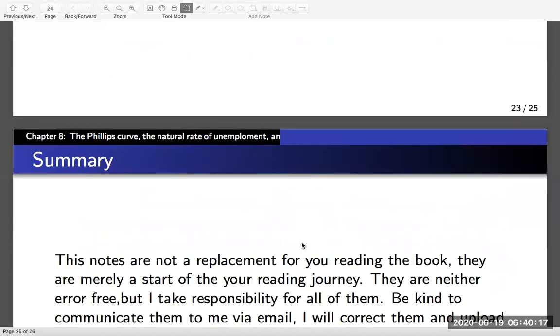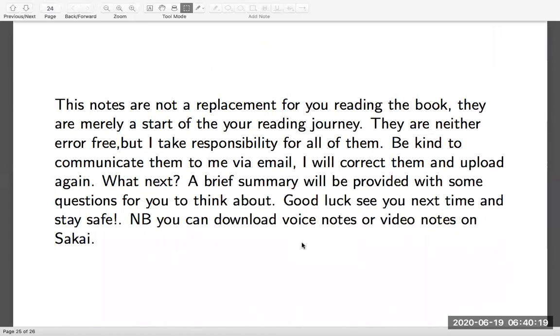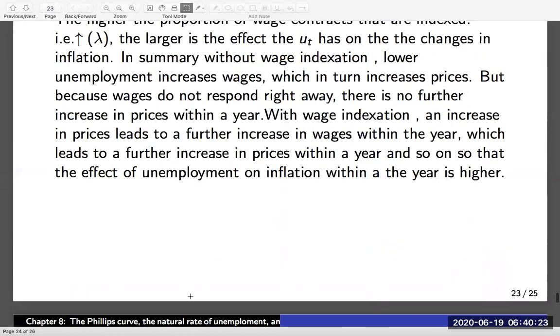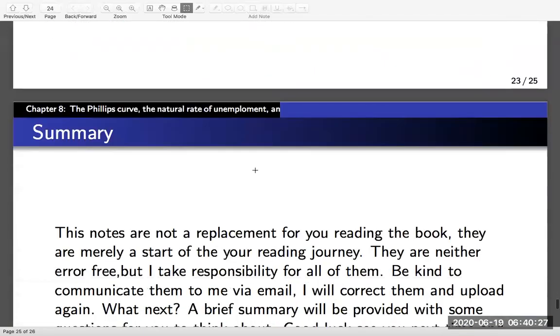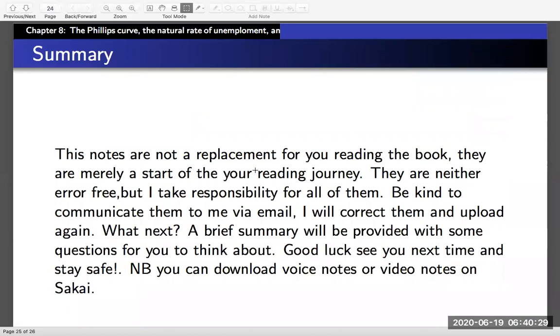Those are things which are very important. That is what you need to remember, and those are things you have to pay attention to. This summary is not a replacement for you reading the book. Make sure you read the book.